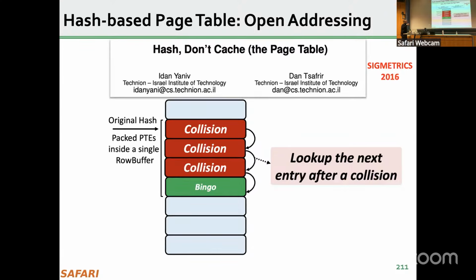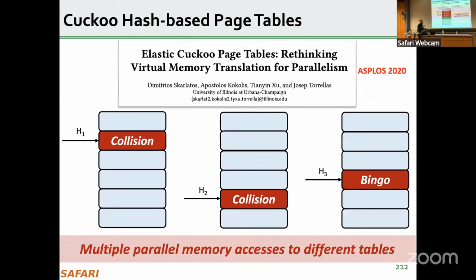Another approach from this work in SIGMETRICS 2016 is, instead of chaining, I will basically try to allocate in the next entry after I face a collision. So the original hash might point here, right? I have a collision, and then I search in the next entry. If I have a collision again and it's taken, I go to the next entry. And I do this process recursively until I find a free spot in the page table. This is called open addressing, basically. And they show that this also leads to better performance than doing chaining.